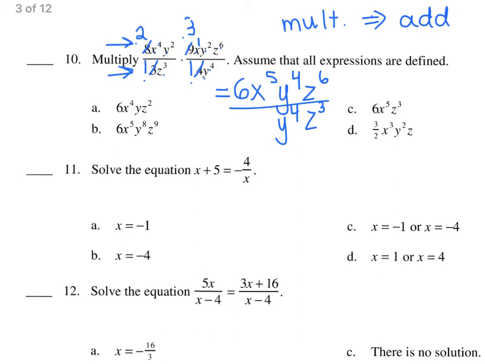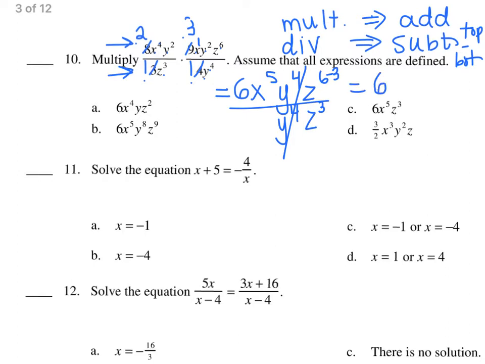Now I'll reduce. Since I have y to the fourth and y to the fourth, they cancel out. And the rule for dividing with exponents is that you subtract the exponents. Always top minus bottom. So I will do 6 minus 3 for z to the sixth divided by z to the third. And my final answer will be 6x to the fifth, the y's were gone, and then z to the third. So that answer is right there. It's letter C.